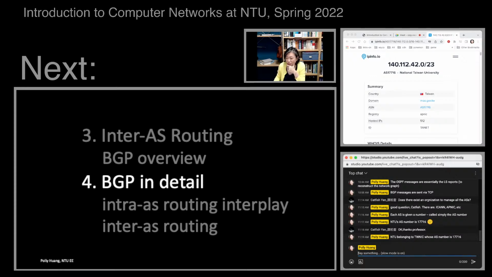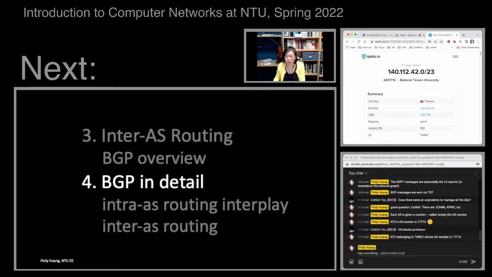So there's an interesting question from Catfish. I thought that I talked about it a little bit. The AS numbers of each AS are not randomly formed. In order for an organization to be a part of the internet, they need to apply to be a part of an AS or form an AS itself.